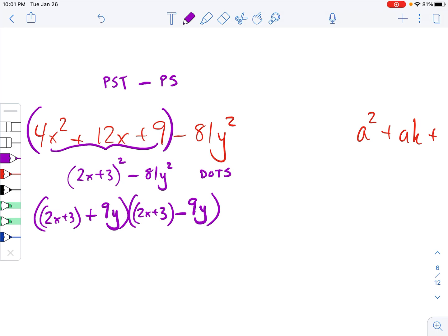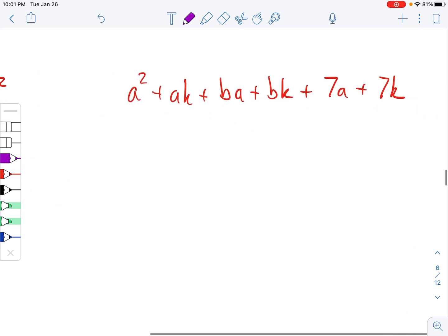I do want to reflect, can I simplify these? 2x plus 3 plus 9y. Nope, can't do anything with that. 2x plus 3 minus 9y. Nope, can't simplify that. This is the factorization.